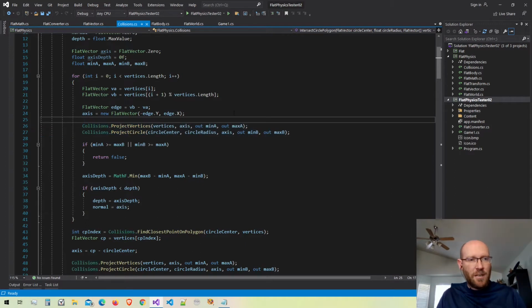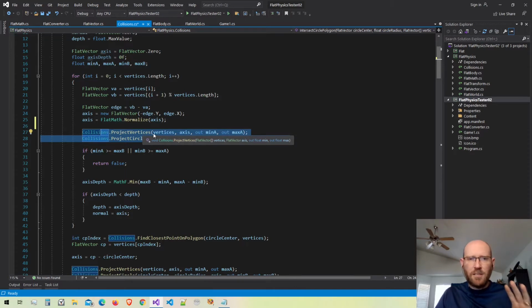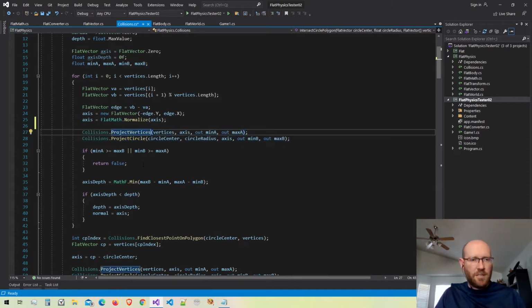So the correction I need to make is that inside this loop, we actually need to normalize the axis every time that we want to project onto it. So I'm just going to use the flat math library. Let's go ahead and normalize this axis, and that is all we need to do to that function. So all we're doing is we find the axis and then we normalize the axis and then we can project onto the axis. And that needs to happen. If we want to get the correct depth values, we need to do that every time.